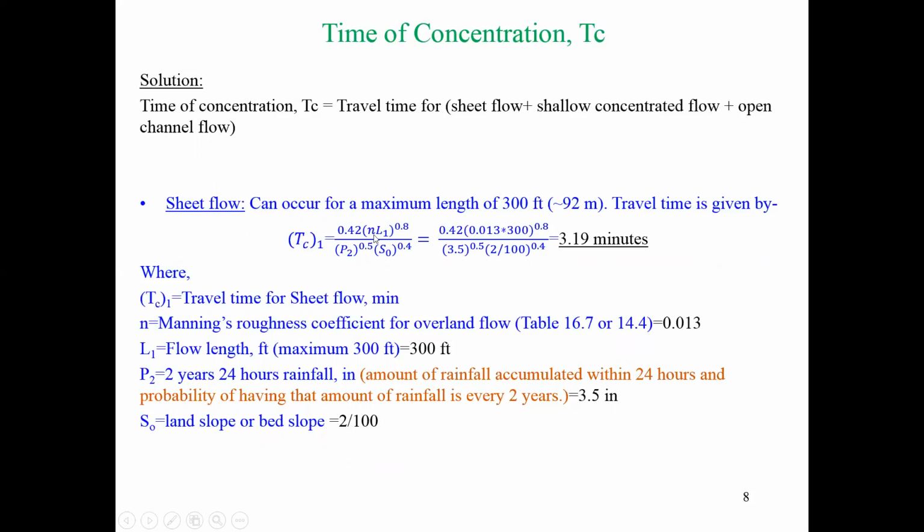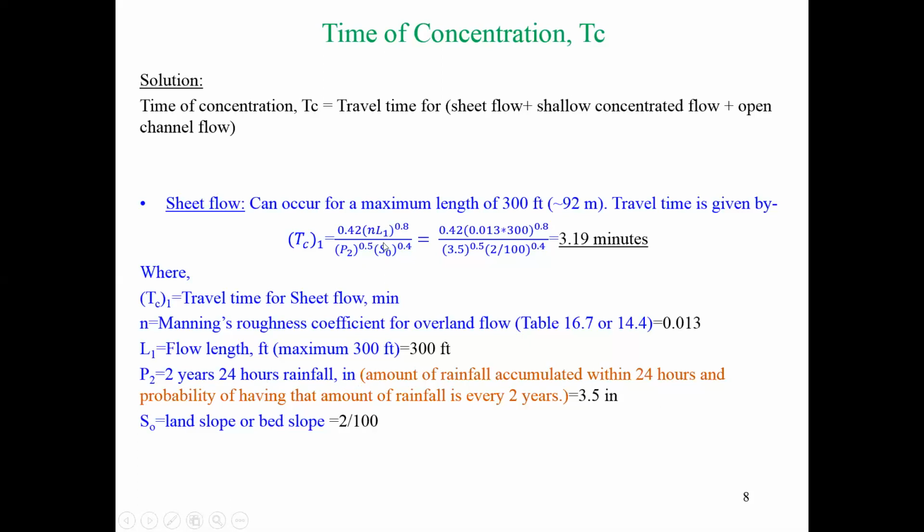Now we have to find N, L1, P2, S0. Let's see which values are given already. So P2 was actually the 2 years, 24 hours rainfall in inch. So that was given, 3.5 inch. The S0 was bed slope, which was 2%. So that is given as well.